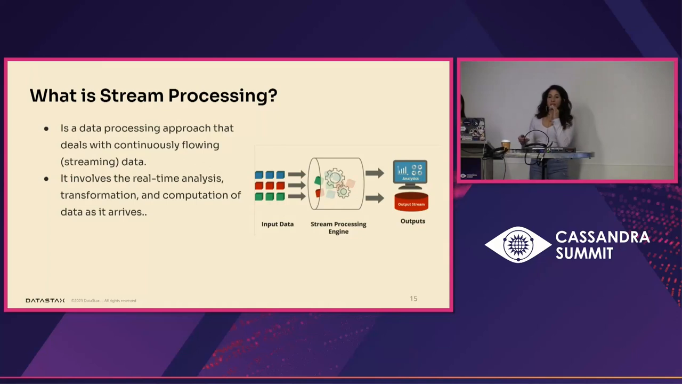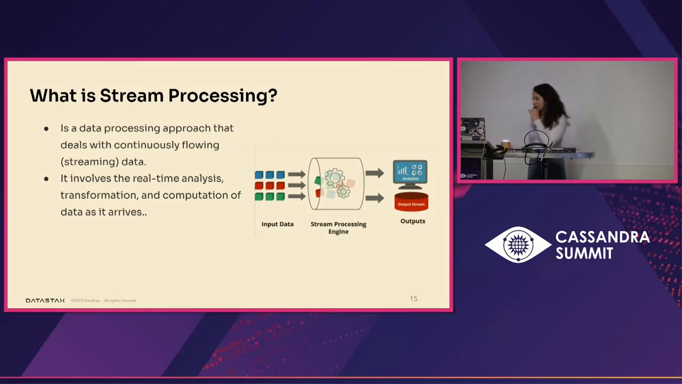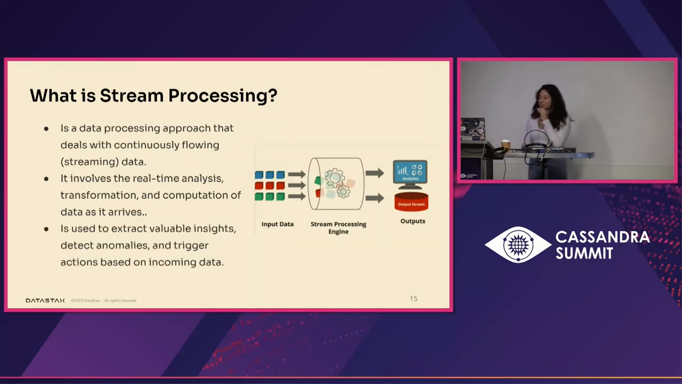So it gives you the ability to do real-time analysis, transformation and computation of data as it arrives, right? You really can't get any more real-time than that unless you're predicting what's going to happen in the events before they actually happen, which you can eventually do. But basically the data is coming in, you're running queries on it, and then you're storing it on the downside. So this is used to extract valuable insights, detect anomalies, and trigger actions based on the incoming data.